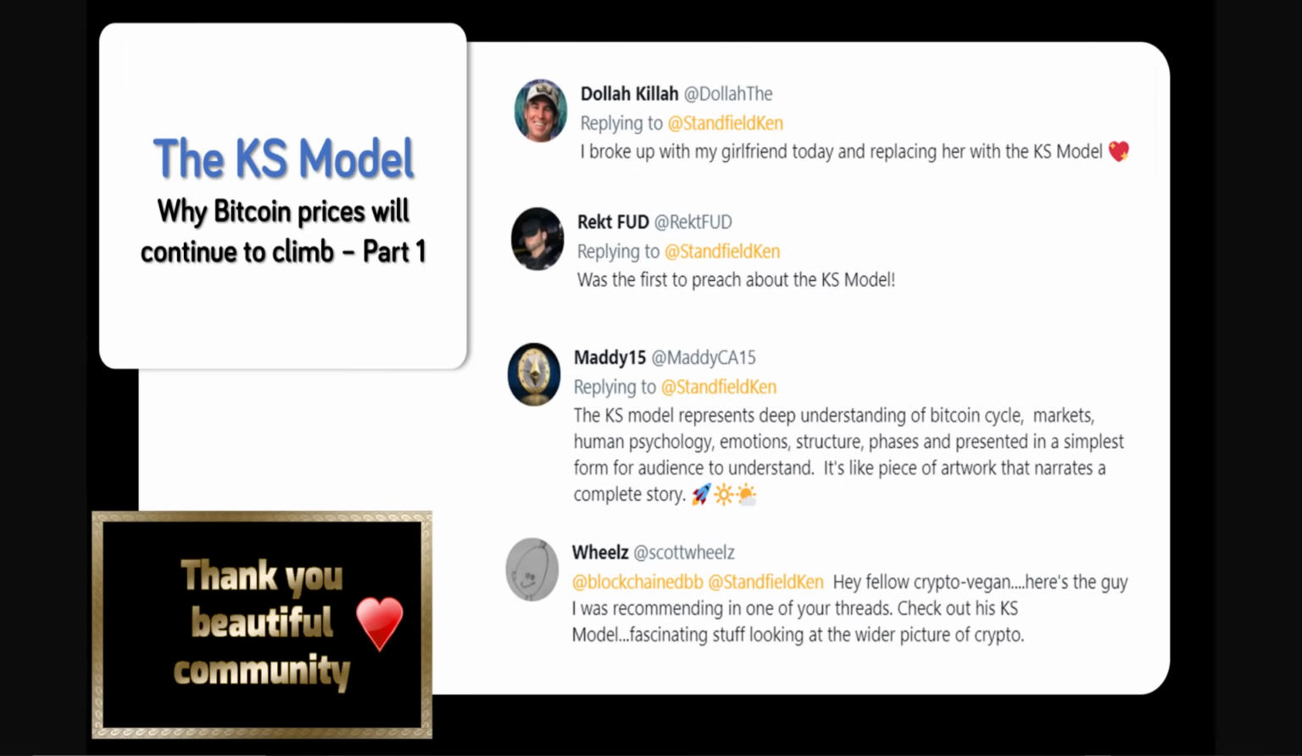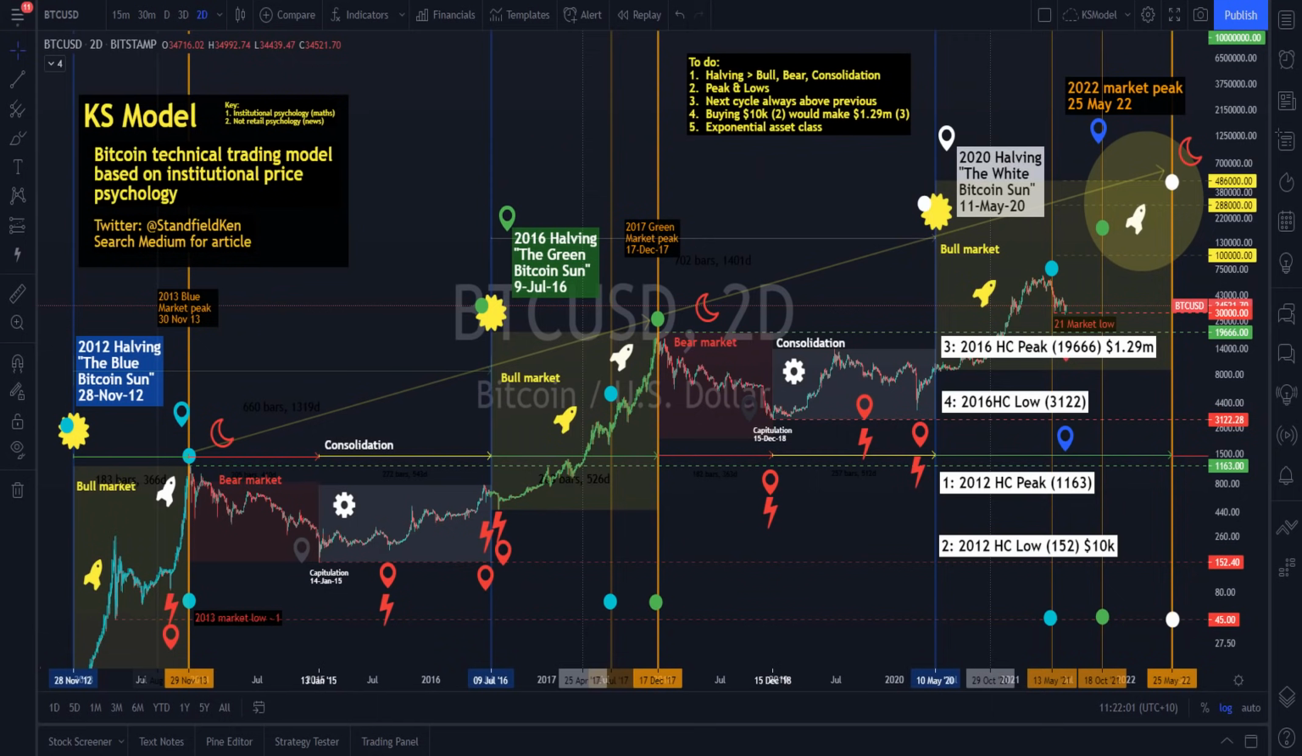This is a special series on the KS model. Many people have asked me, why will Bitcoin prices continue to climb? This is part one in addressing that. There's just a couple of very nice comments from our beautiful community about how they've found the KS model. But basically the KS model just helps us to understand where Bitcoin is in its cycle. It's kind of a roadmap. Let's get into it. I'd like to take you through the KS model.